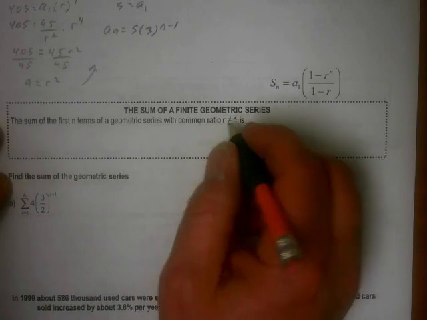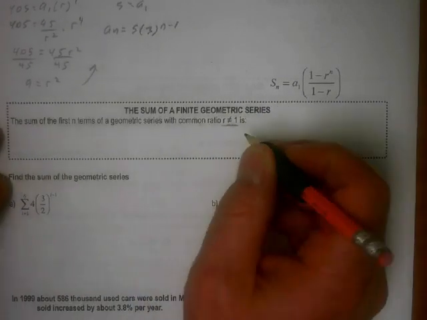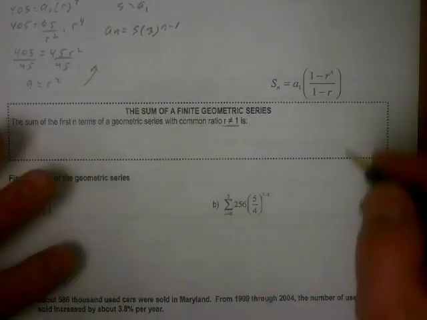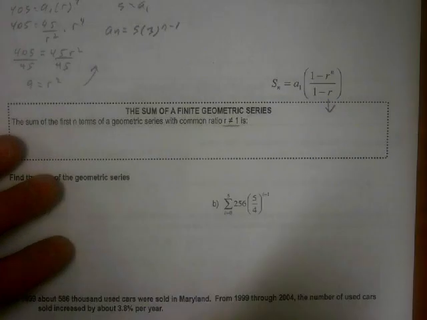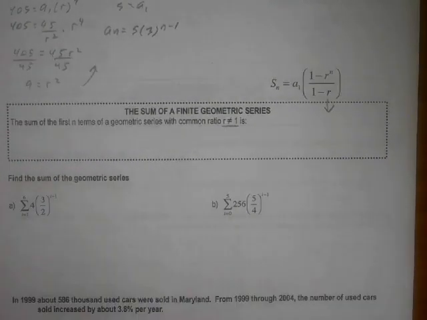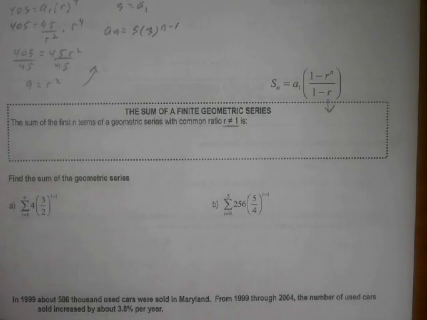Next thing we have here is a sum of a finite geometric series. The key here is that r cannot equal 1. That goes down there. So it's going to be s sub n equals a sub 1 times 1 minus r to the nth power, divided by 1 minus r. Now that's if it's geometric, and you have to keep that in mind.